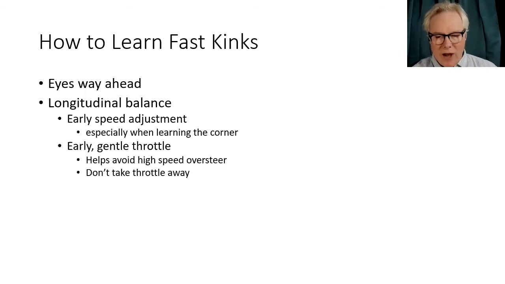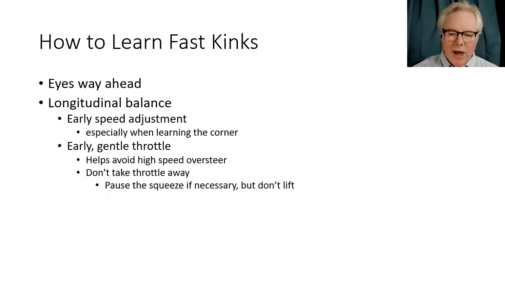Having some throttle helps avoid high-speed oversteer. If it's a 90-mile-per-hour corner and the back end starts to come out, that may be a little bit more excitement than what you're looking for. Especially you want to avoid taking the throttle away. That's why gentle is right there in the beginning. If you're early and you mash the throttle, then you're going to have to take it away. You don't want to do that.